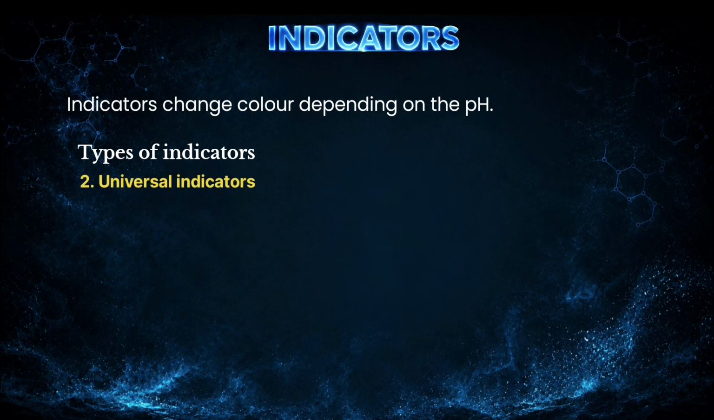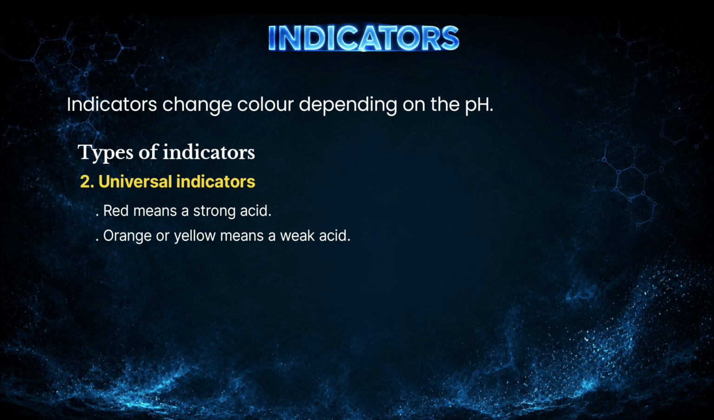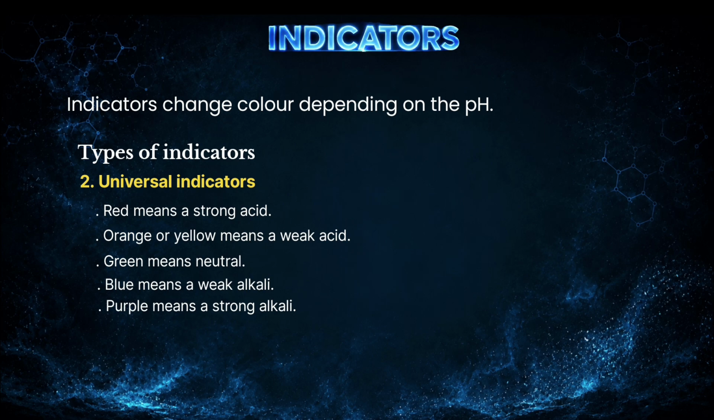Universal indicator. Red means a strong acid. Orange or yellow means a weak acid. Green means neutral. Blue means a weak alkali. Purple means a strong alkali.